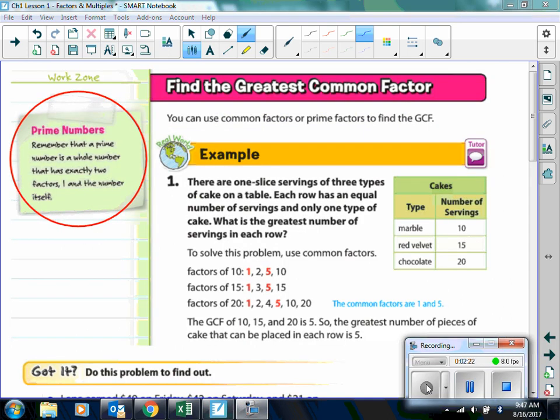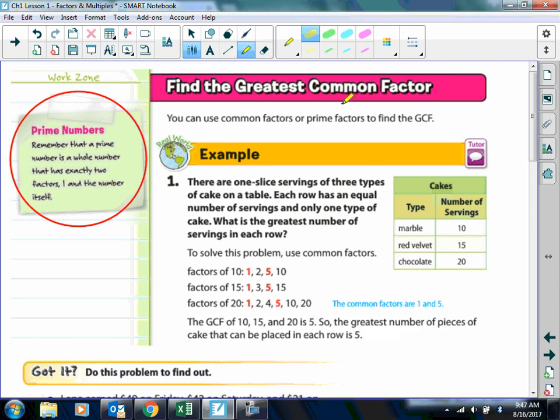So we want to find the greatest common factor. I want you to write this down. Write down your heading, your title, and I want you to write down that you can use common factors or prime factors to find the GCF. Now here, in addition to writing down this note, I want you to write down the definition of the prime numbers. It says a prime number is a whole number that has exactly 2 factors, 1 and the number itself.